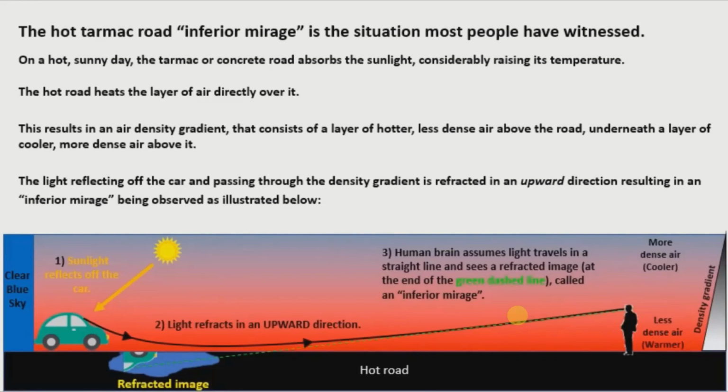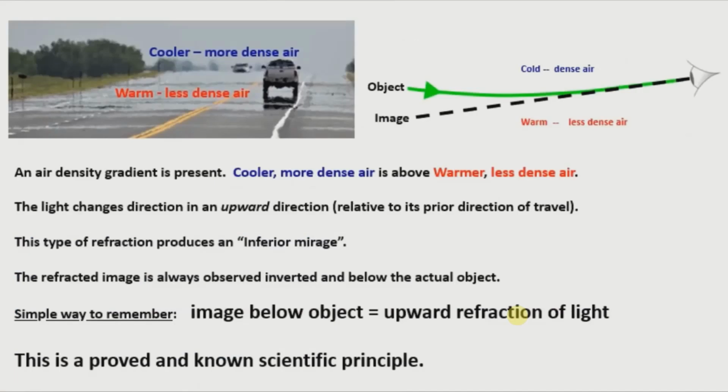Sunlight reflects off the car. Light refracts in an upward direction. Human brain assumes light travels in a straight line and sees the refracted image at the end of the green dashed line, called an inferior mirage. An air density gradient is present. Cooler, more dense air is above warmer, less dense air. The light changes direction in an upward direction relative to its prior direction of travel. This type of refraction produces an inferior mirage.